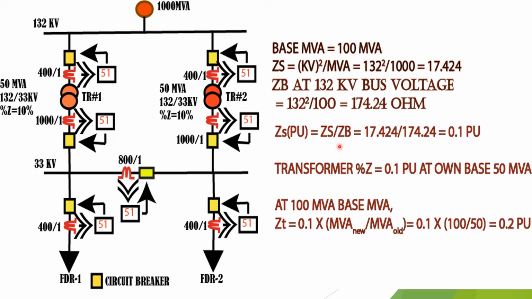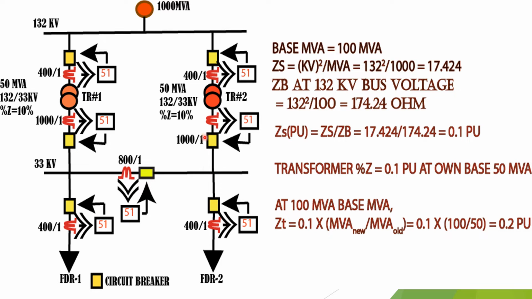So we can calculate the source impedance in terms of per unit value, which is given by Zs by Z base. So Zs is equal to 17.424 and Z base is equal to 174.24. So source impedance in terms of per unit value comes as 0.1 per unit. Now in case of transformer, the percentage impedance, or per unit impedance, is given as 10%, which is equal to 0.1 per unit at its own base MVA, which is equal to 50 MVA base.